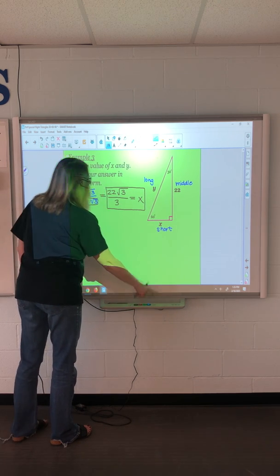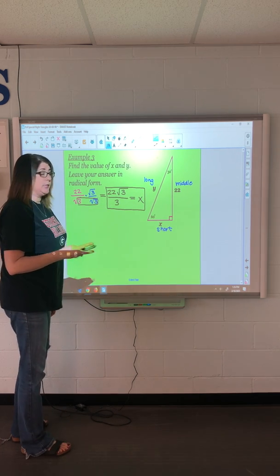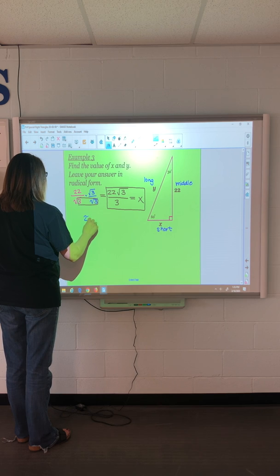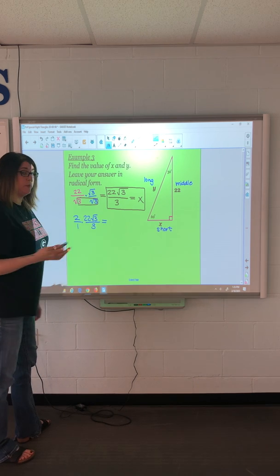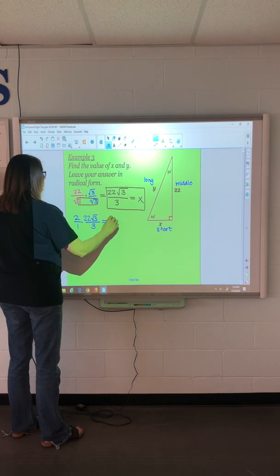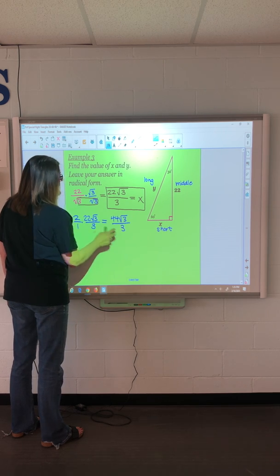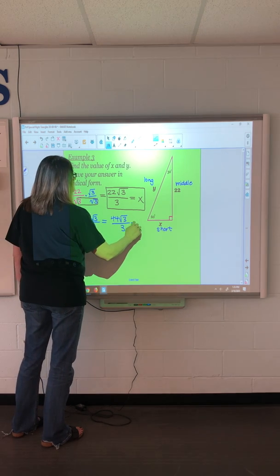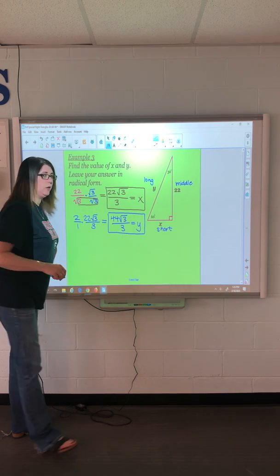Now I need to go from the short side to the long side. Remember, that just means we're going to double it. So we're going to take that short side and double it, so I'm going to multiply by 2. Same thing as multiplying by 2 over 1. And I'm going to end up with 44 on the square root of 3 over 3. Again, those numbers don't reduce. There's nothing I can do there any farther. And so that is my hypotenuse and the value of y.